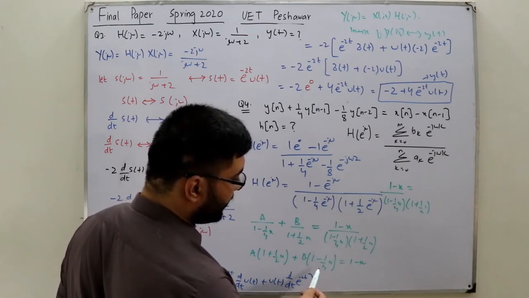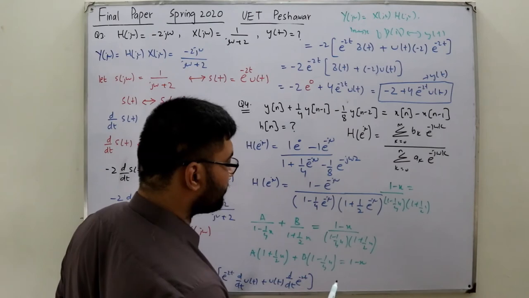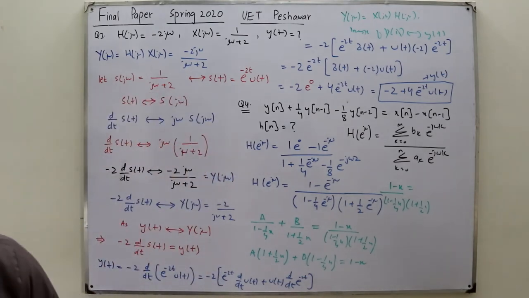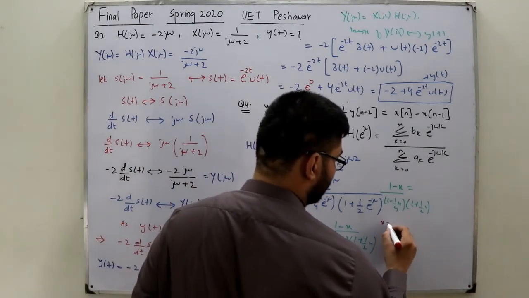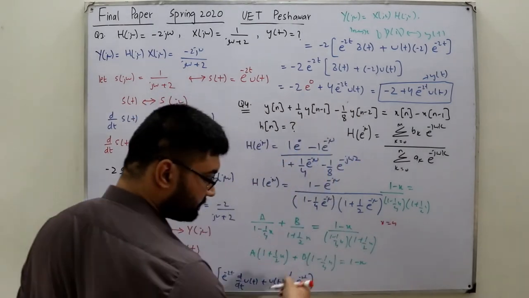Need to get this a 1. So yes, put it as a 4. Put x equal to 4, right? Let me use a different color. I'm quite weak in this mathematical things.